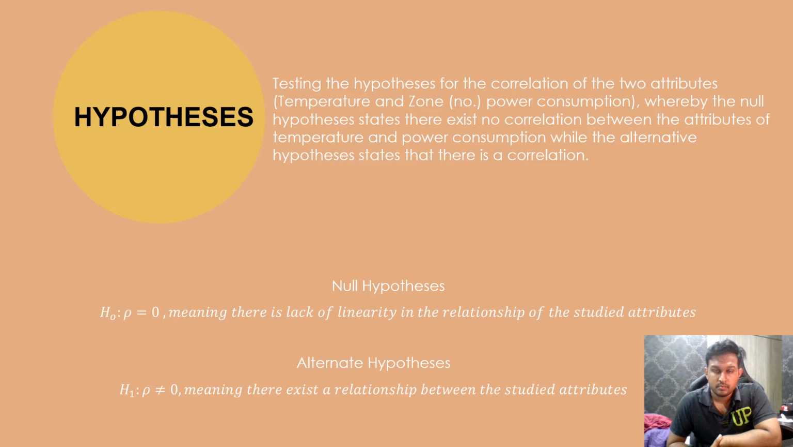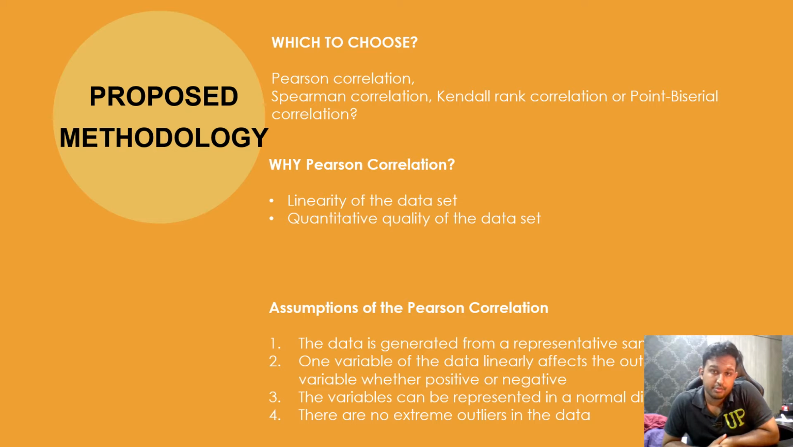With the objective that we have already defined earlier, we are also going to be testing the hypothesis of correlation between the two attributes. So we will be testing the null and also the alternate. The null being that there is no correlation between the attributes, and the alternate being that there exists a correlation. We have 4 correlations to choose from, as you can see, and why we have chosen the Pearson correlation is for the linearity of the data set and the quantitative quality of it.